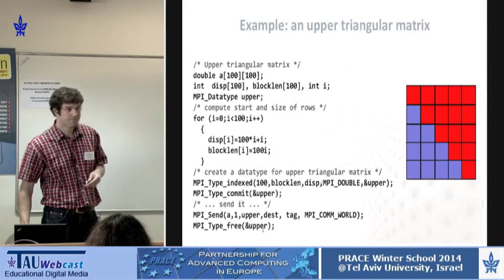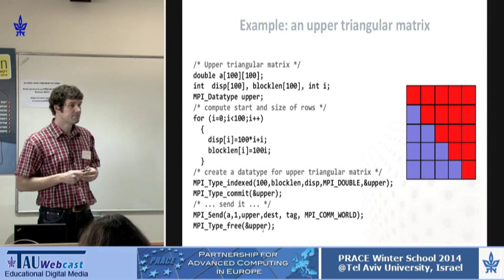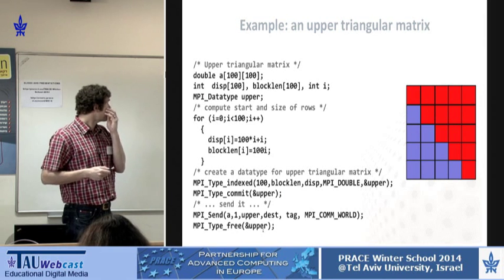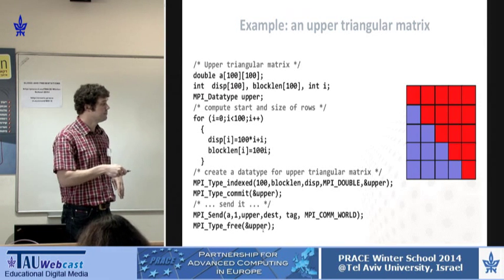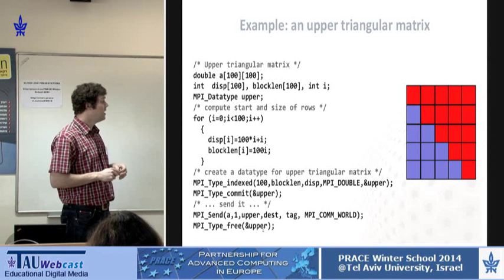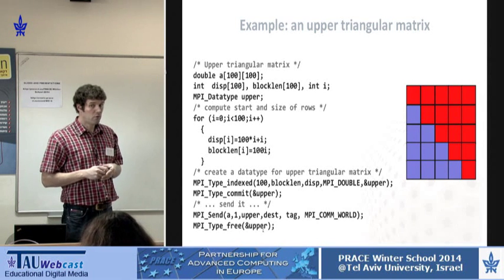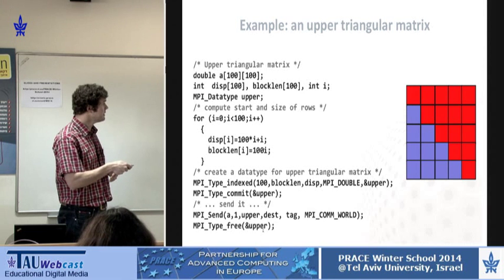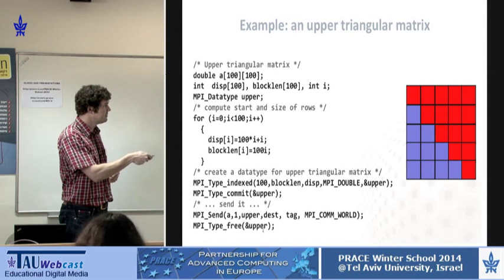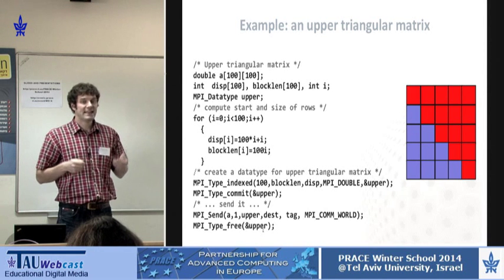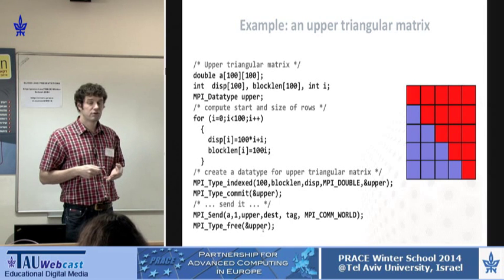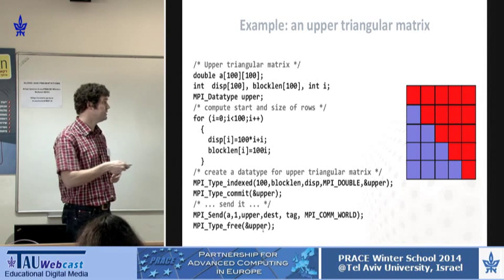Next slide, I have one practical example where this kind of access pattern might occur. We have a square matrix here, and we would like to communicate only the upper or lower triangle. So naturally, this data will be non-contiguous in memory, and consists of blocks of different sizes with different displacements.